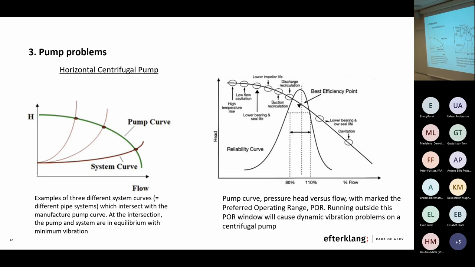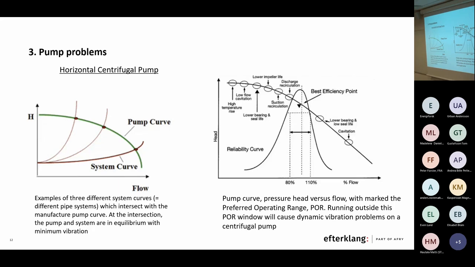But what happens when we change the flow? We want to run here, a minor flow. Now we are a little bit far away from the best efficient point here. So a lot of recirculation problems can appear. It can be suction recirculation, discharge recirculation, and you get vapor coming into the system. Otherwise, this is the vapor coming here where you get cavitation. Sometimes cavitation here as well.